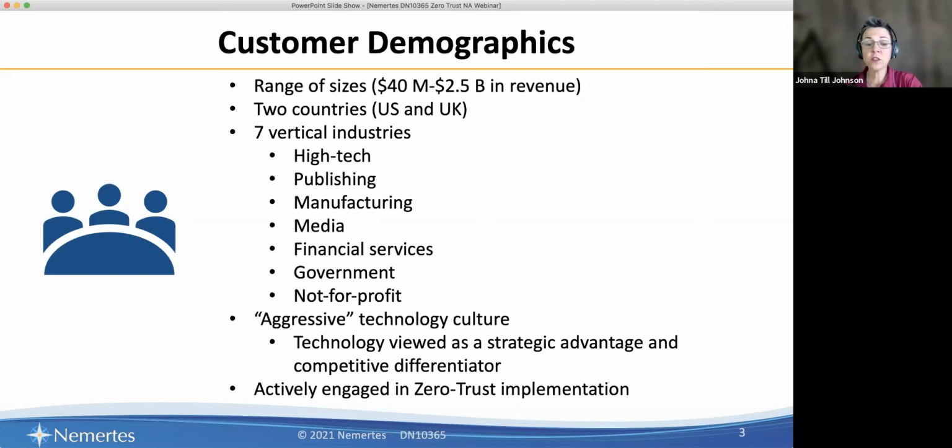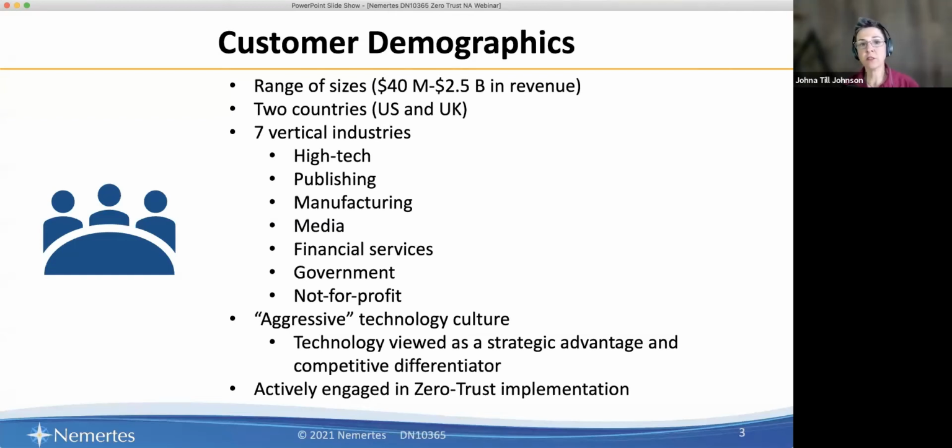They were in 2 countries, the US and UK, and 7 vertical industries listed here, including not-for-profit. And interestingly, at Nemertes, we like to position organizations based on what we call their technology culture. The question we ask is, what is the organization's perspective towards technology?